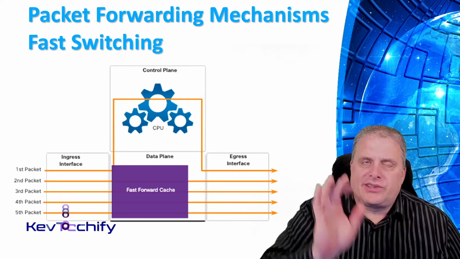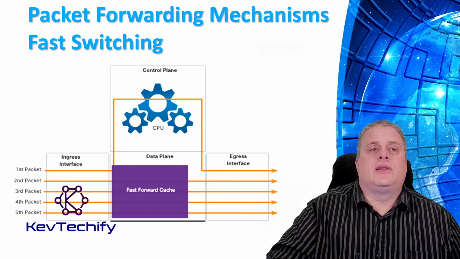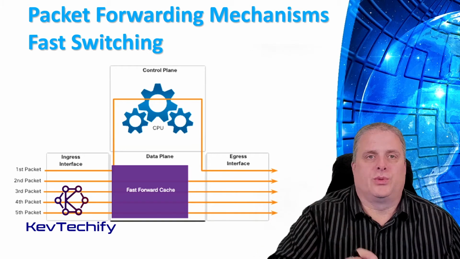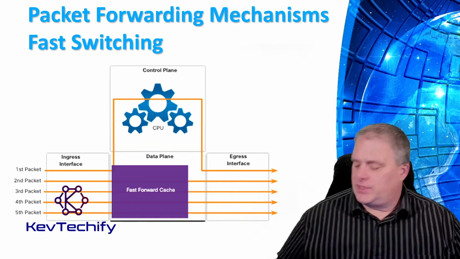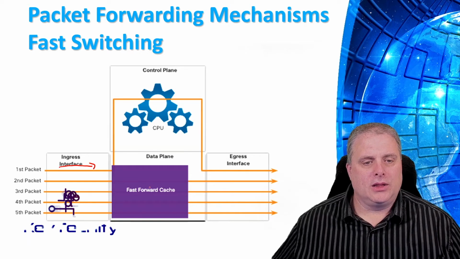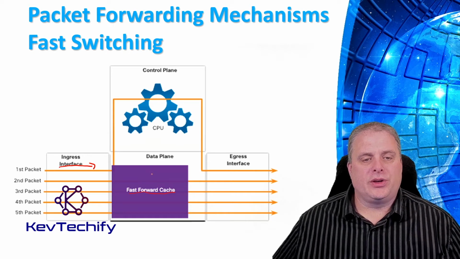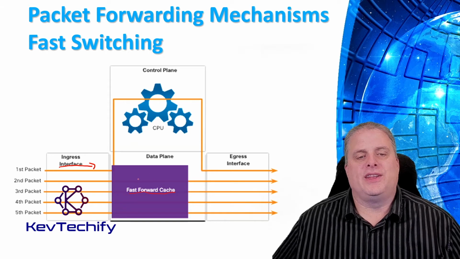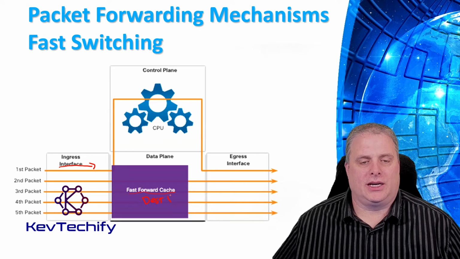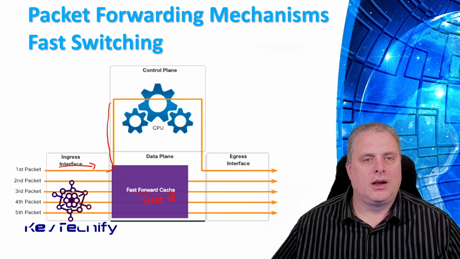Fast switching is still considered an older packet forwarding mechanism, but it is an advance on process switching, the older one. What happens is, when the first packet comes in the ingress interface, it looks at what we call the fast forward cache and asks, is there an entry for the destination IP address in there? So we store destination IPs in here. If it's not there, we send it up to our control plane.